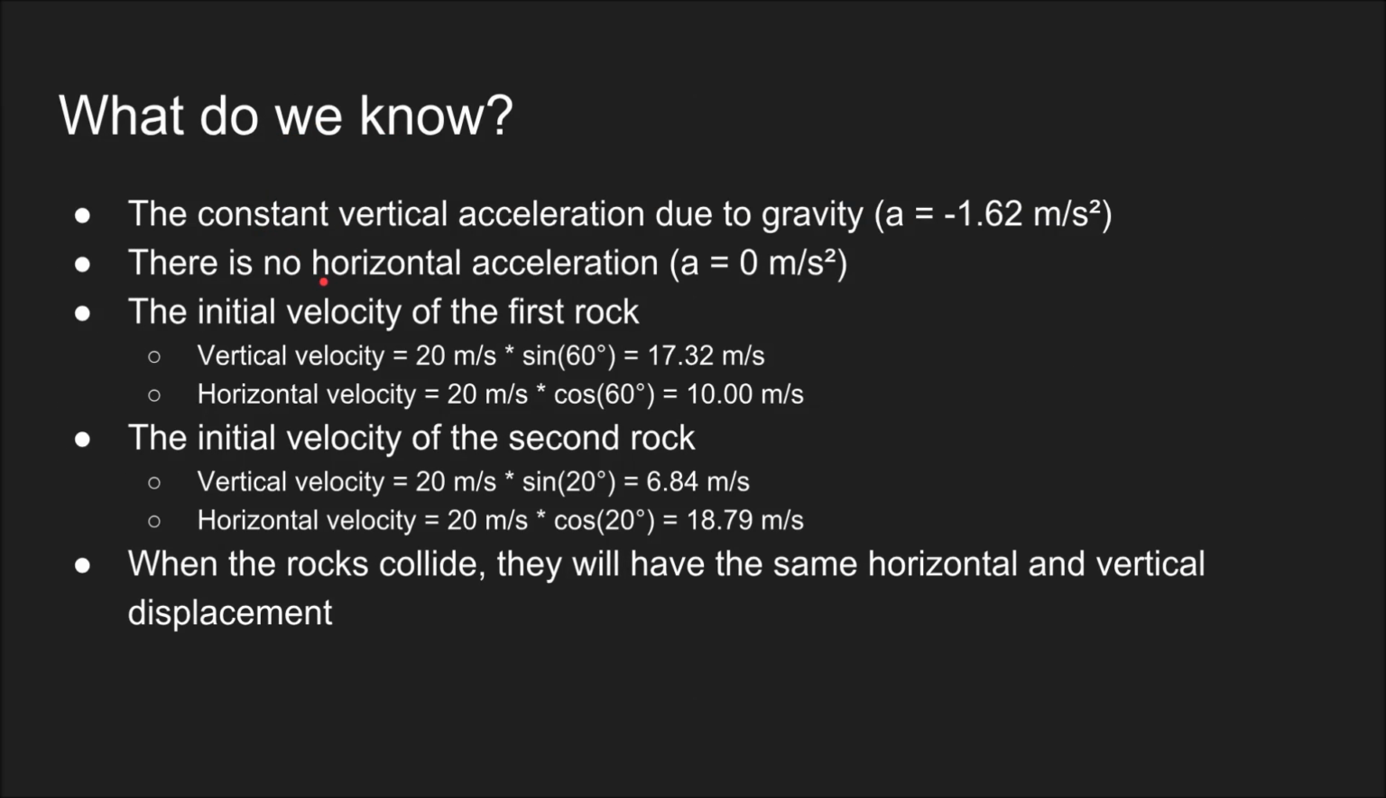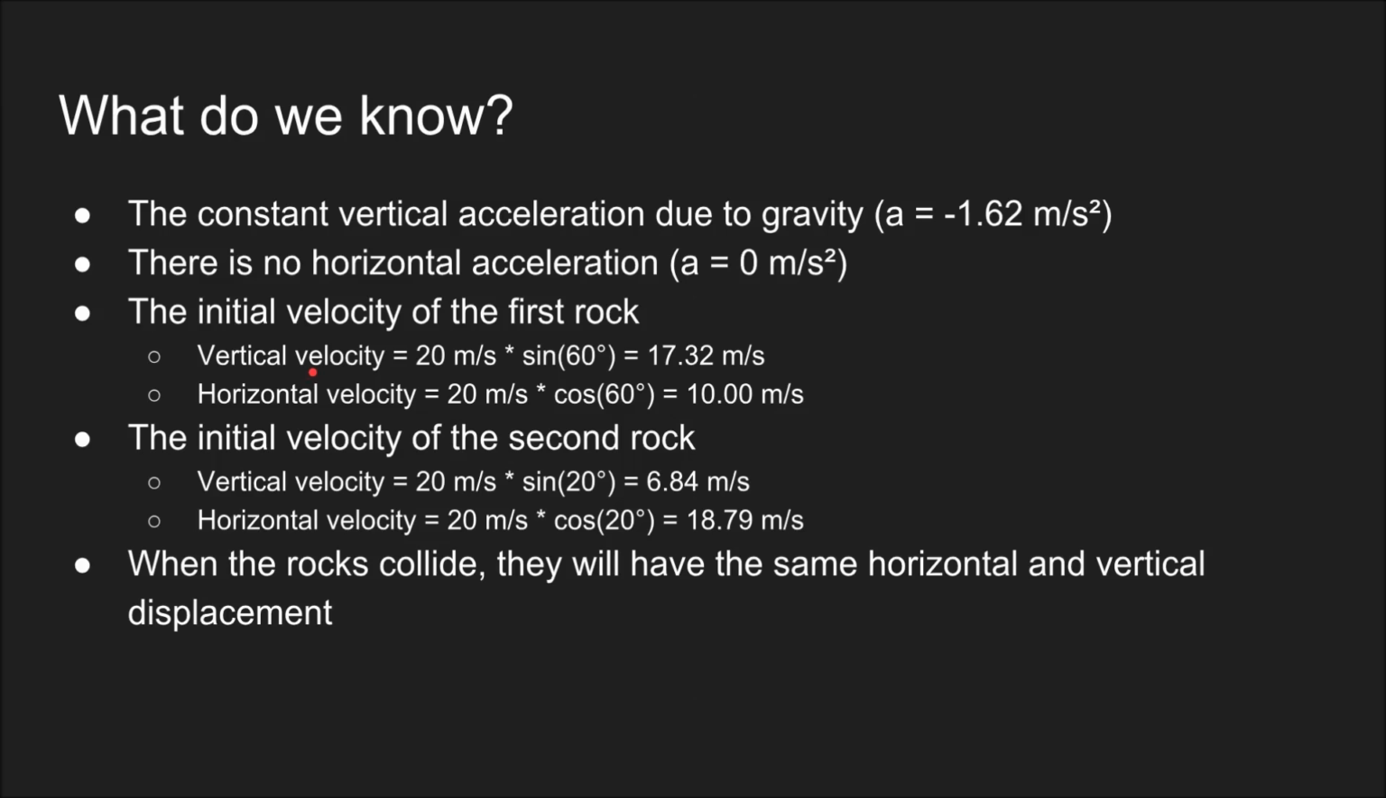So let's start with what we know. We know that the constant vertical acceleration due to gravity will be negative 1.62 meters per second squared. We also know that there is no horizontal acceleration. We also know the initial velocity of the first and the second rock.